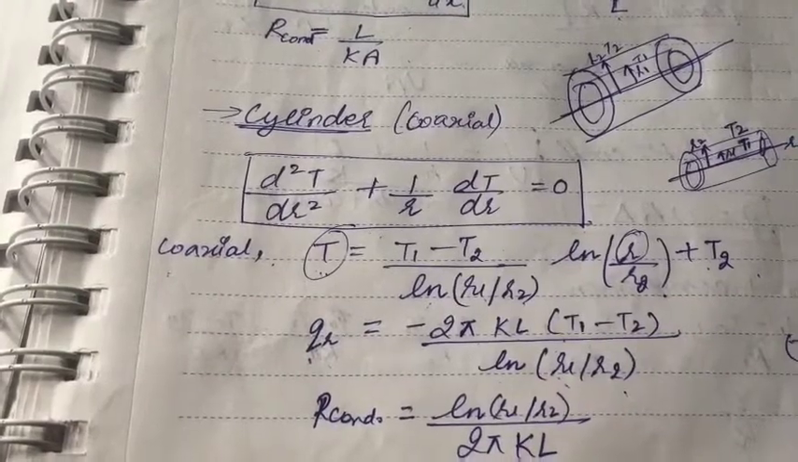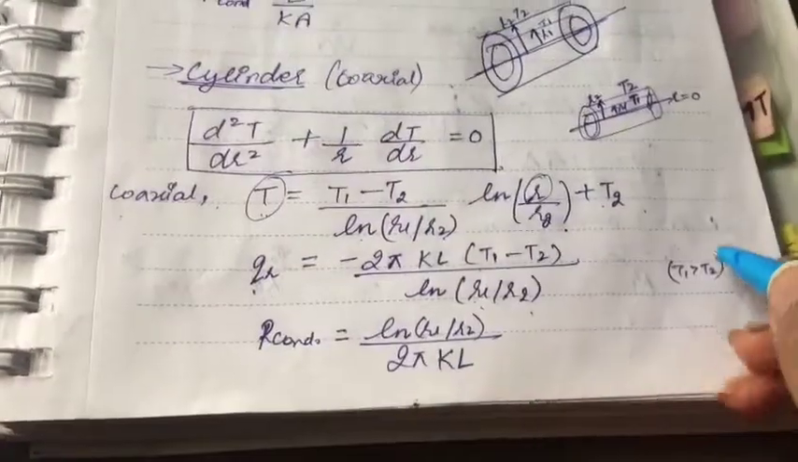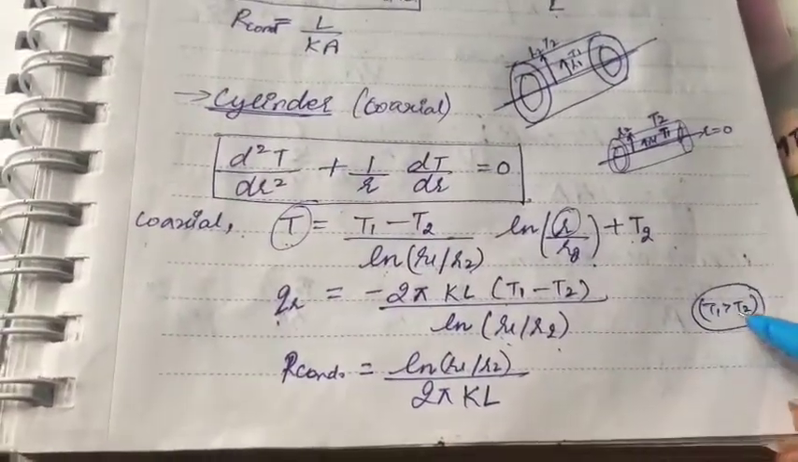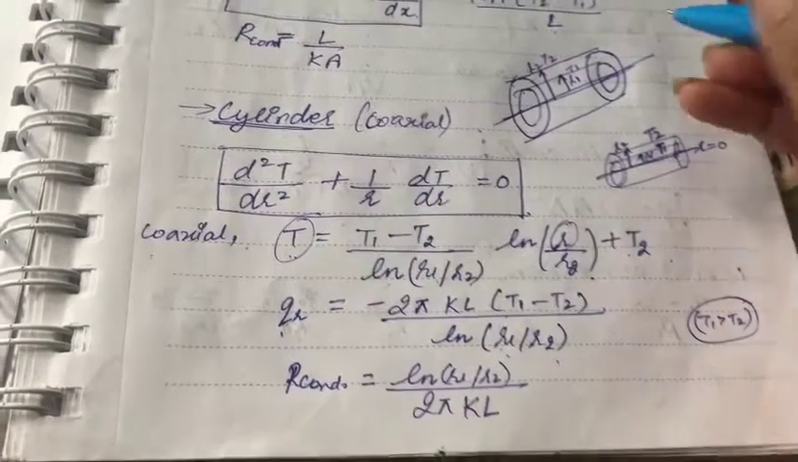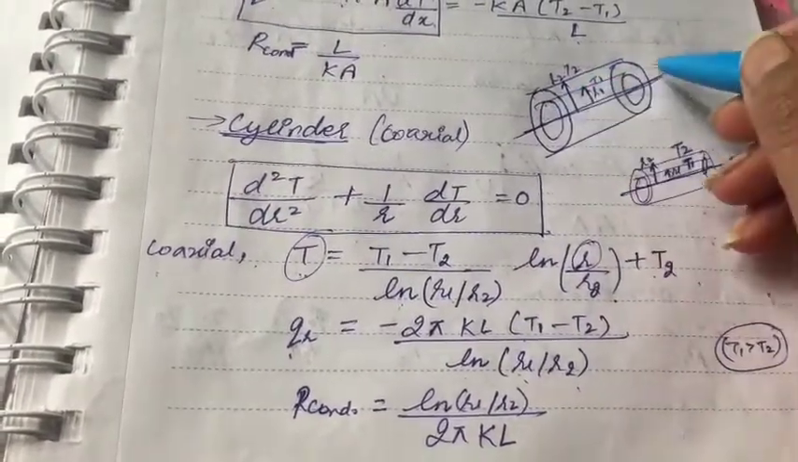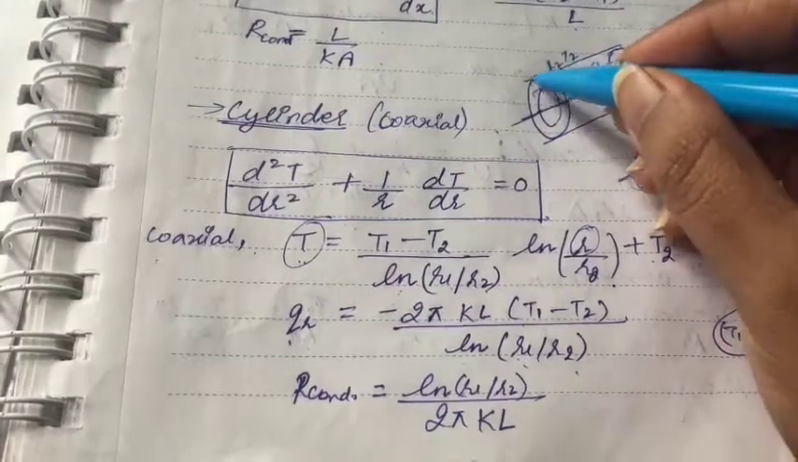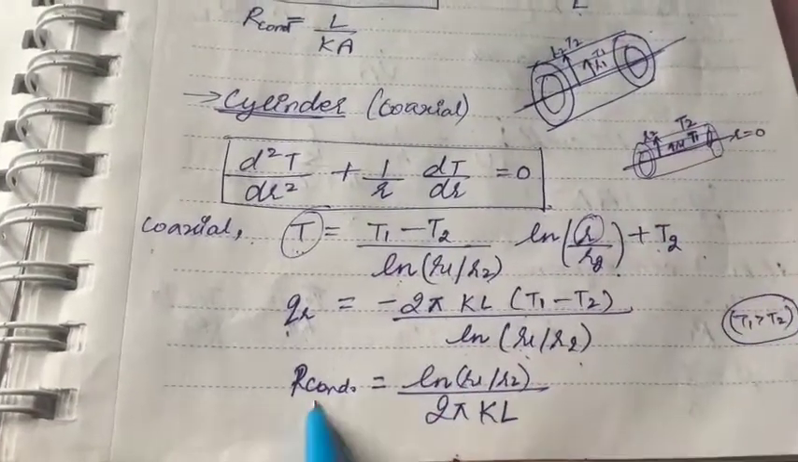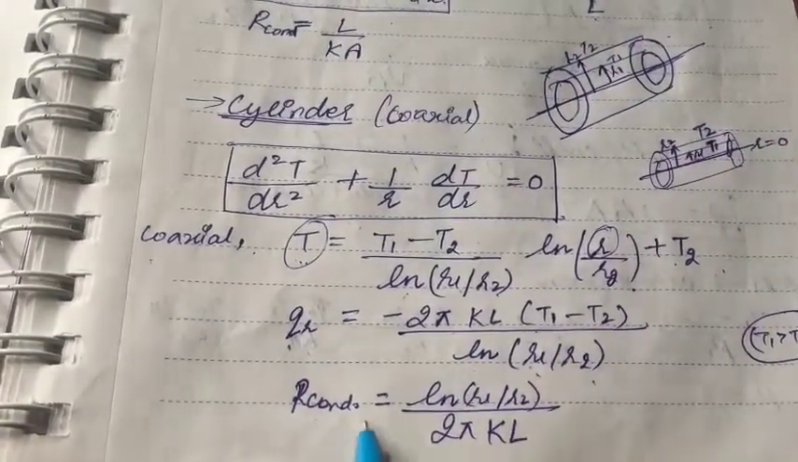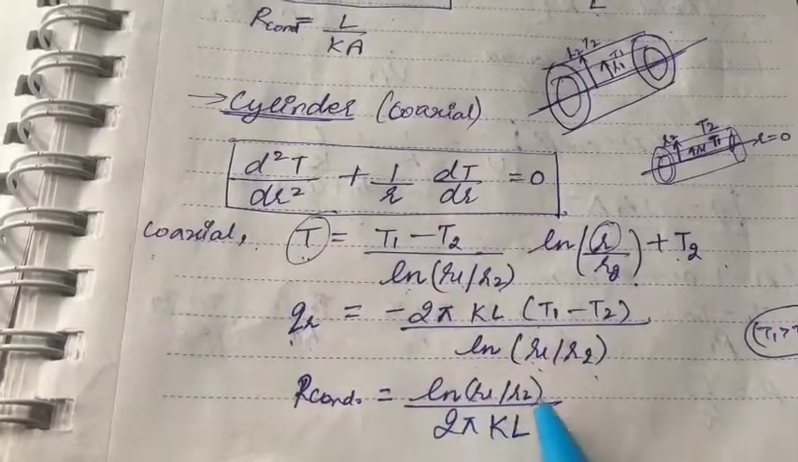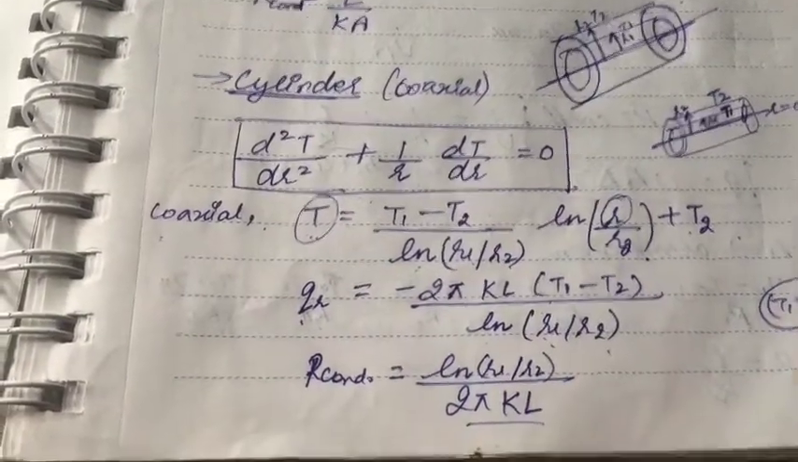To calculate the rate, Qr is equal to minus 2 pi KL times T1 minus T2 upon ln R1 by R2. This is given for the condition when T1 is greater than T2, which means that the temperature inside is more than the temperature outside. So the resistance would be ln R1 by R2 upon 2 pi KL.